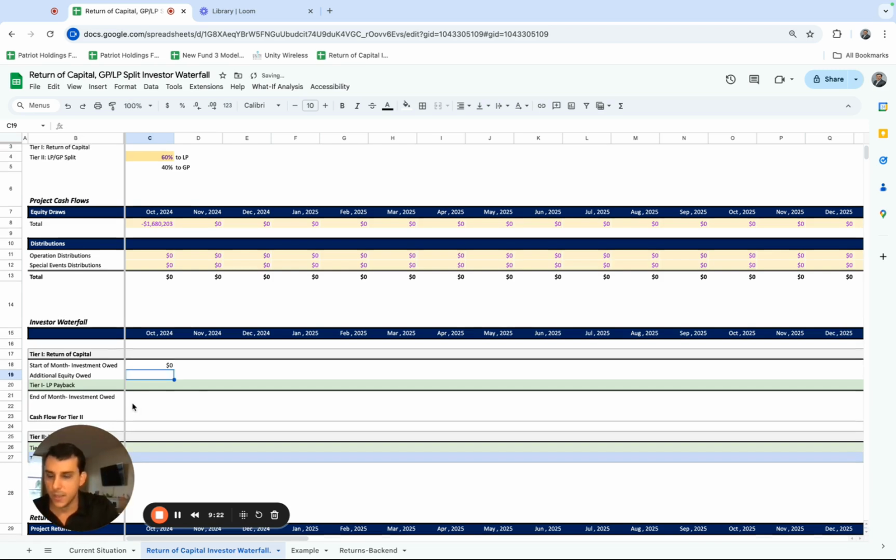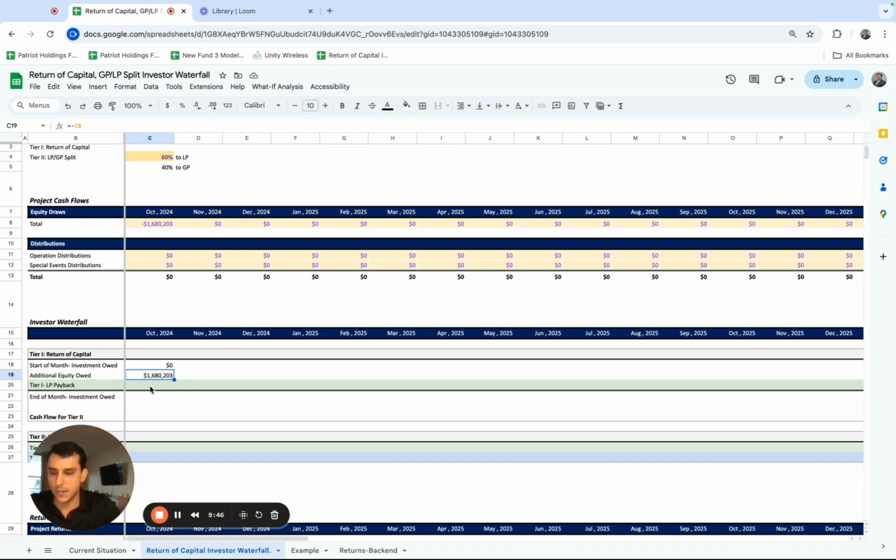There we go. Additional equity owed. Well, that is going to be these equity draws, how much equity is required. So I am going to pull from here. Now, you notice up here it's a negative number. I like dealing with positive numbers. It doesn't matter if you do it negative or positive. It's a choice. I like doing positive.